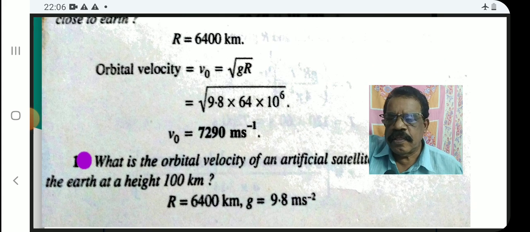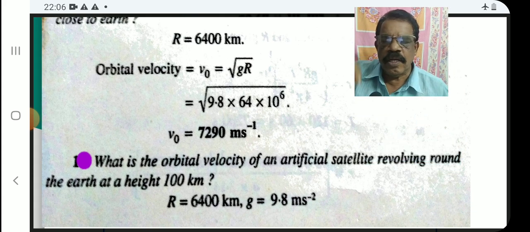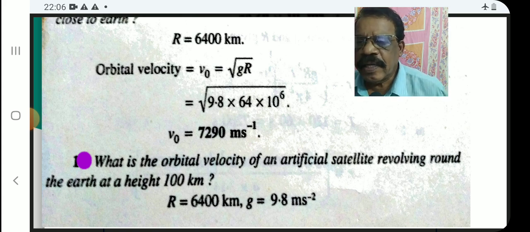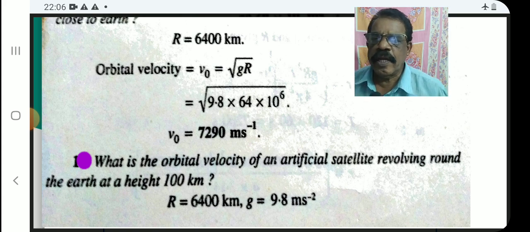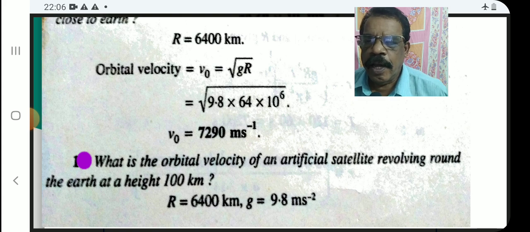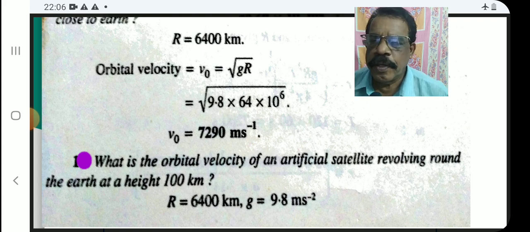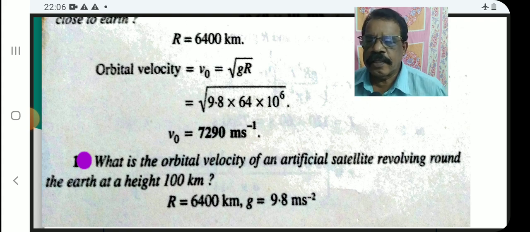Next question, what is the orbital velocity of an artificial satellite revolving around the Earth at a height of 100 kilometer? R is 6400 kilometer for Earth. That is 6.4 into 10 raised to 6 meter. കിലോമീറ്റർ മീറ്റർ ആക്കാനായിട്ട് നമ്മൾ 3 സ്ഥാനം ചേർക്കണം.